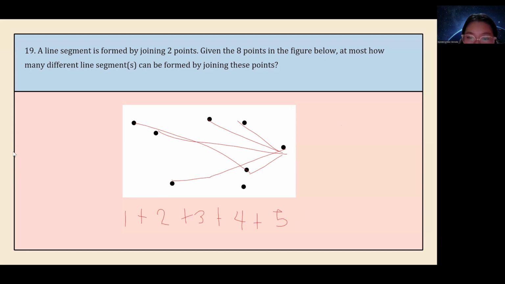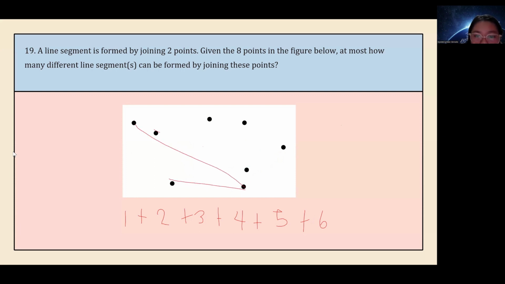Okay, wait, let me check it again. Okay, so this point would want to join this point, this point, this point, this point, and this point, and this point. So that's 6. I got confused a little bit. Okay, next, this one, the last point. So this point here would want to join this point now, and the rest also would follow.